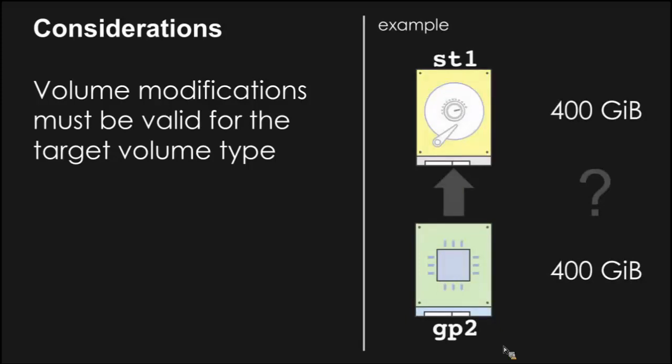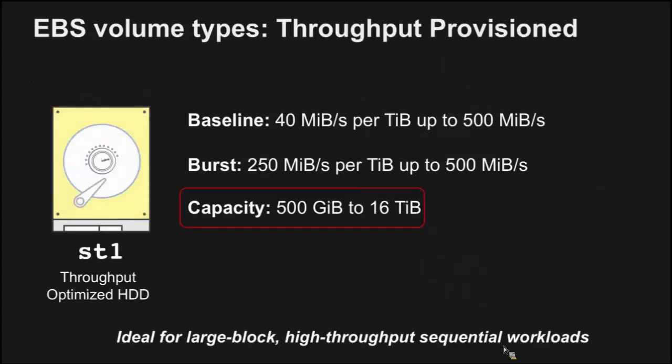A couple of things to keep in mind though. The volume modification you are requesting must be valid for the target volume type. So, if you can create a new volume with the volume characteristics you're planning on using when issuing the volume modification command, really how you want your target to look like at the end, then it's going to work. So let's go through a couple of examples.